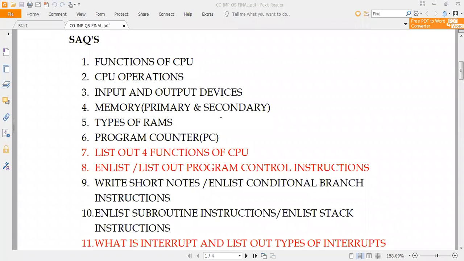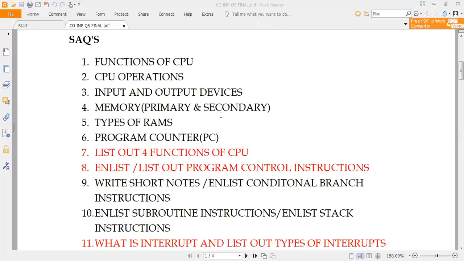And types of RAMs. What are the different types of RAM? Static RAM and dynamic RAM. We need to list out the different types of RAM. What is the use of program counter? It is used to keep the address of the next instruction to be fetched. So it keeps track of the next instruction which we are going to execute.